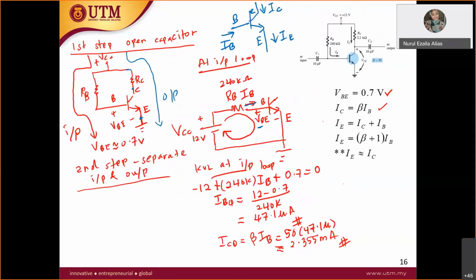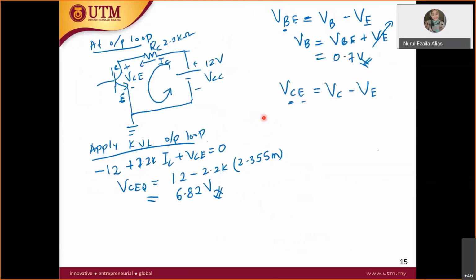So where is actually VB? VB from the input loop is from this node, if I highlight here, to the ground. What can you see from the base node to the ground? You only see VBE. There is no RE here. If there is RE, there will be a VE value. But now emitter to the ground, therefore from base to ground is just VBE. That's why if you use this kind of concept, we get the same answer. Therefore VB equals VBE, 0.7 volt.